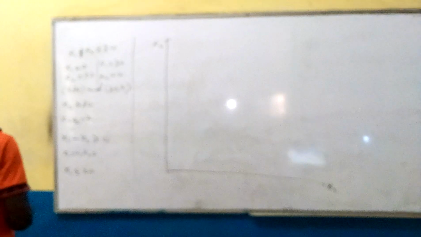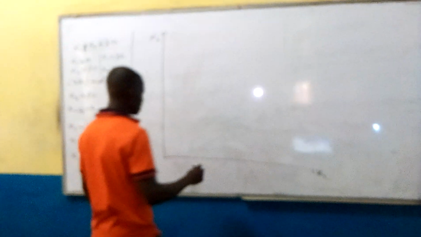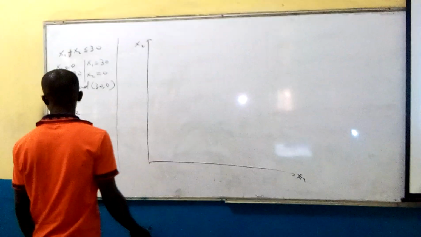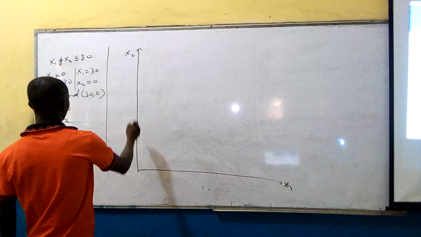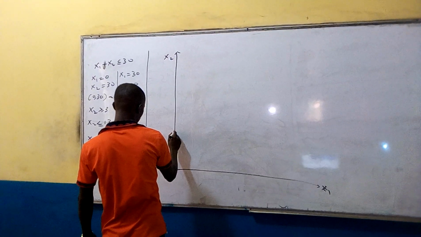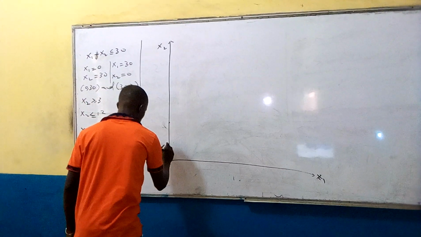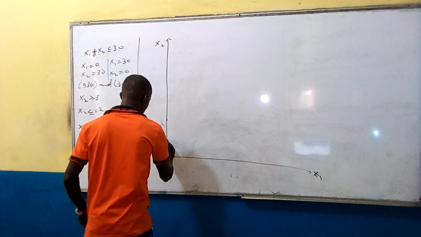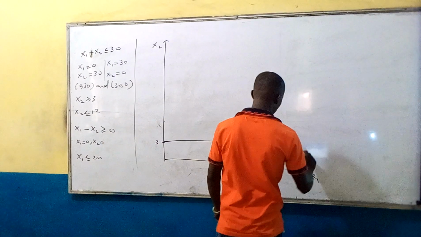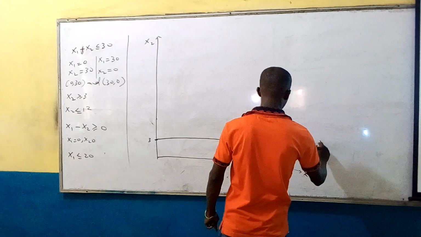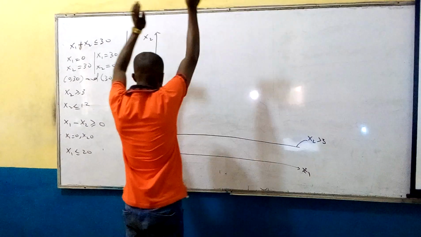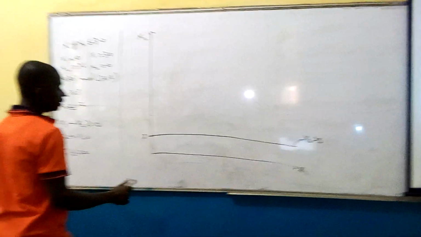Let's start with these constraints. X2 should be more or equal to 3. Sorry, more or equal to 3, so let's assume this is 3. So 3 meters. We look at this line. This is x2 more or equal to 3, so we should go above that line.